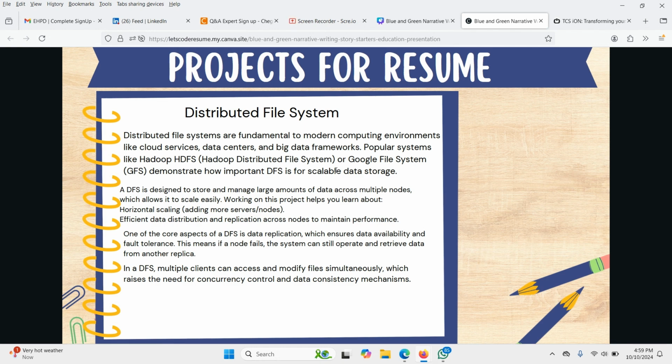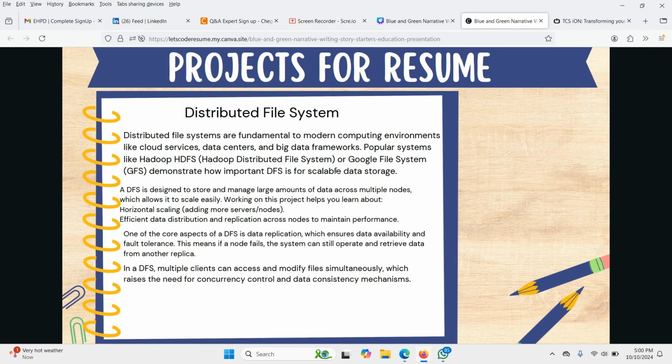A DFS is designed to store and manage large amounts of data across multiple nodes, which allows it to scale easily. Working on this project will help you learn about horizontal scaling, that means adding more servers or nodes. Next, efficient data distribution and replication are needed to maintain performance. One of the core aspects of DFS is data replication, which ensures data availability and fault tolerance. This means that if a node fails, the system can still operate and retrieve data from another replica.